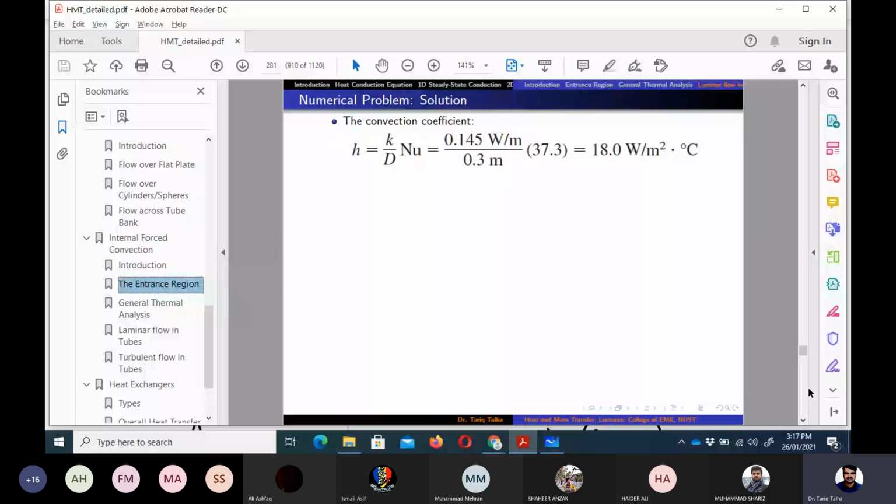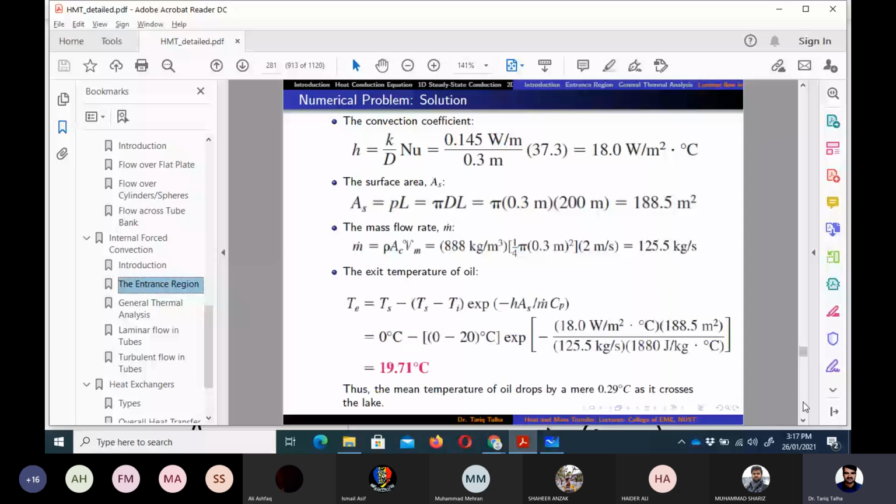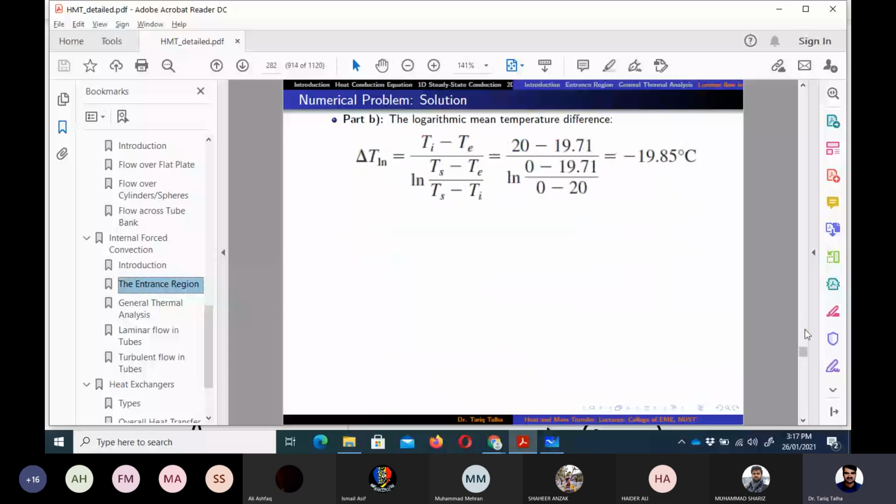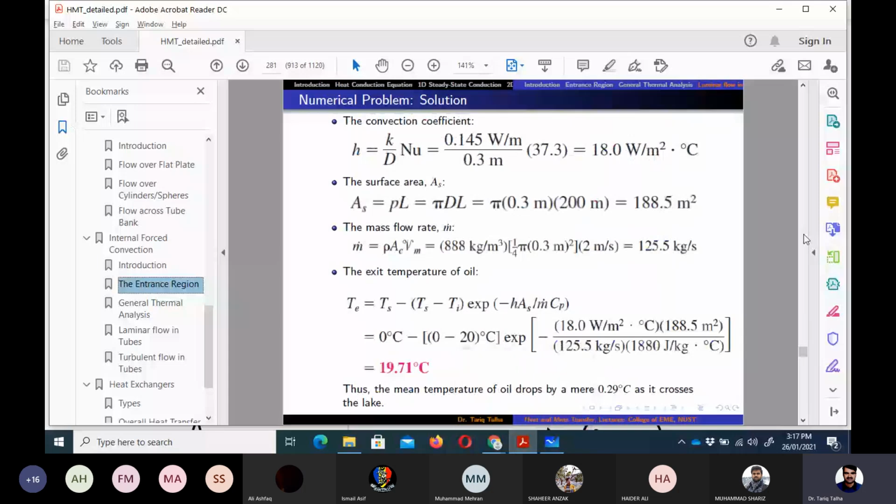So if we want to increase it, of course, if we can increase this exponent, then we would be able to increase this more. It means that if we increase the surface area or decrease the mass flow rate, then we would have more heat transfer, and this temperature will decrease more, right? So if the number of transfer units is increased, then the heat transfer would increase. Now we did the first part, which was the calculation of temperature.